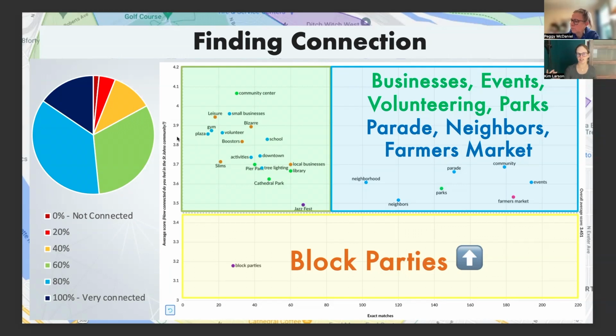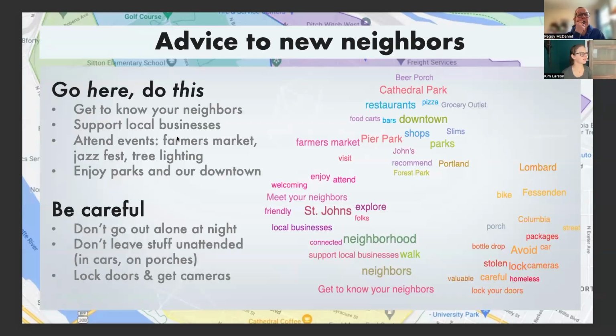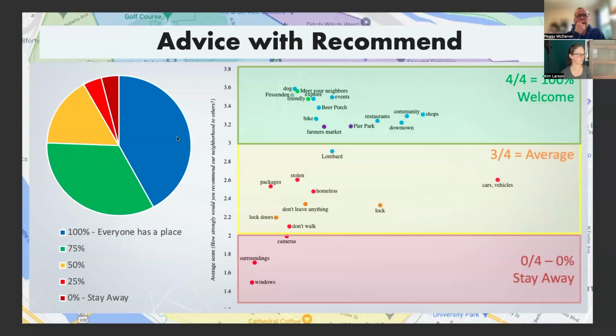So that was an interesting difference, because Arbor Lodge and St. John's are very close to each other. We just have different cultures. So this was interesting to see, how connected people feel. We also had, how strongly do you recommend the neighborhood?